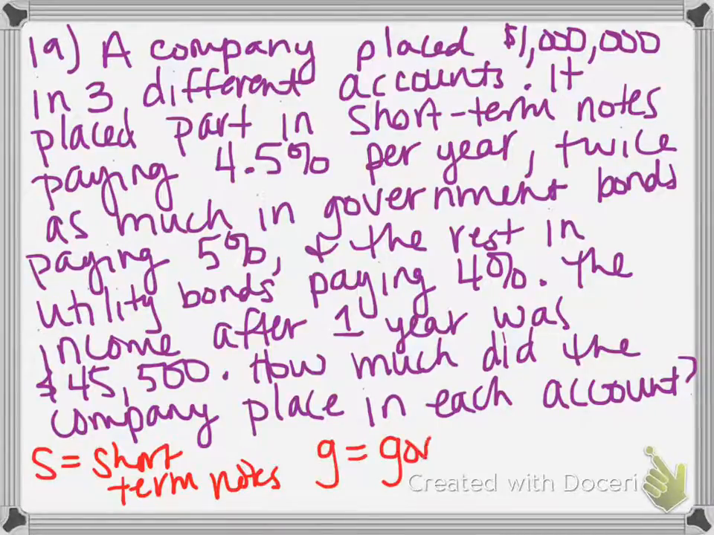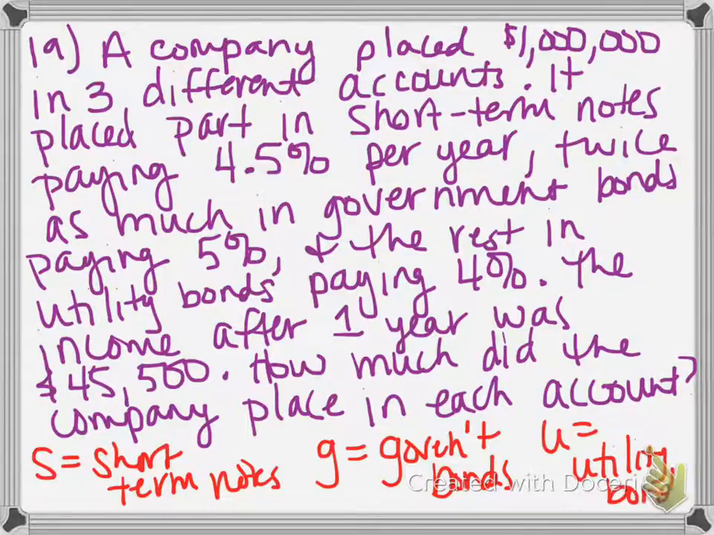G for government bonds. And then U for utility bonds. That's personally how I do it. You could do XYZ, you could do ABC. It's kind of your call.